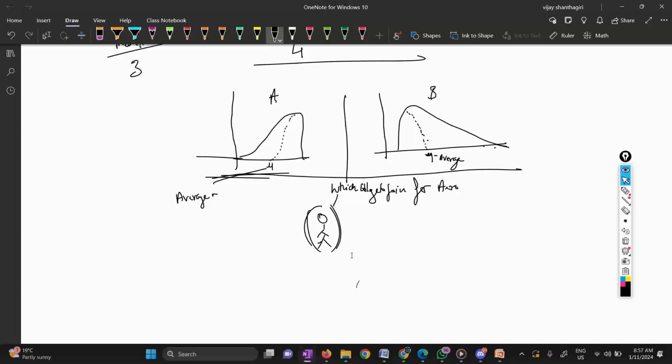Vikas? Actually, for B college, there are a lot of students who have a score higher than the average. As the score keeps on increasing, the number of students gradually decreases, but still there is significant competition for college B. Whereas for college A, a lot of students have scored below the average value because of the long tail that we have towards the negative.